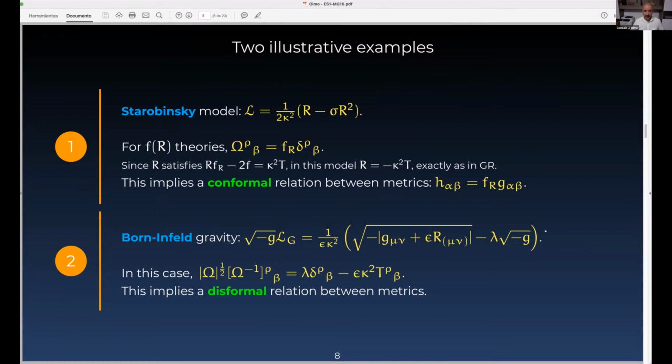Lagrangian takes this form, and the matrix omega can be obtained by solving this equation. Okay, the square root of the determinant, the inverse of the metric, the matrix omega, and on the right-hand side we have this lambda, which is just a constant. You can set lambda to 1, and then the stress energy tensor. Okay, so by solving this matrix equation, we get the form of omega, and we can work.